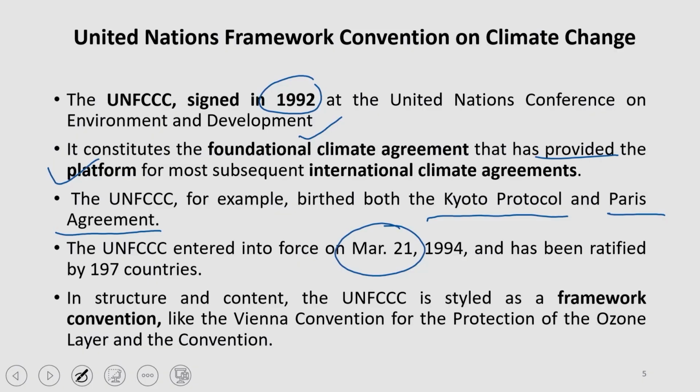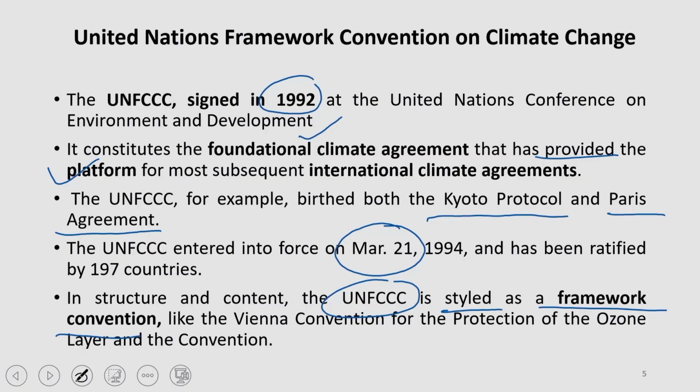If we look at its structure and content, the UNFCCC is basically styled as a framework convention like the Vienna Convention for the protection of the ozone layer and other conventions. The UNFCCC contains few specific requirements, and notably no enforceable requirement for signatories to reduce the emission of greenhouse gases.